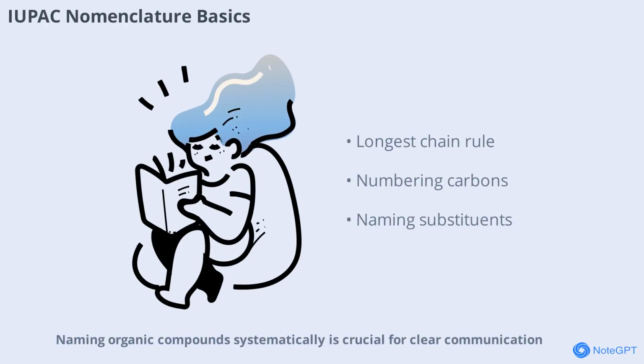Naming organic compounds systematically is crucial for clear communication. The IUPAC system provides rules for naming based on the longest carbon chain, functional groups, and substituents. We'll break down the steps: identify the parent chain, number the carbons, name substituents, and assemble the name. With practice, you'll be able to name even complex molecules with confidence.